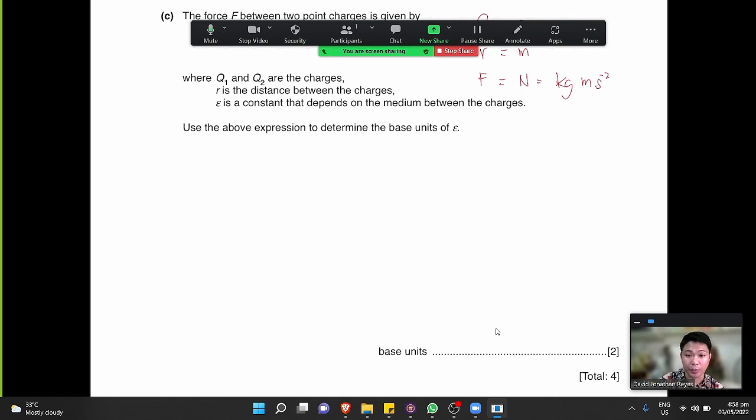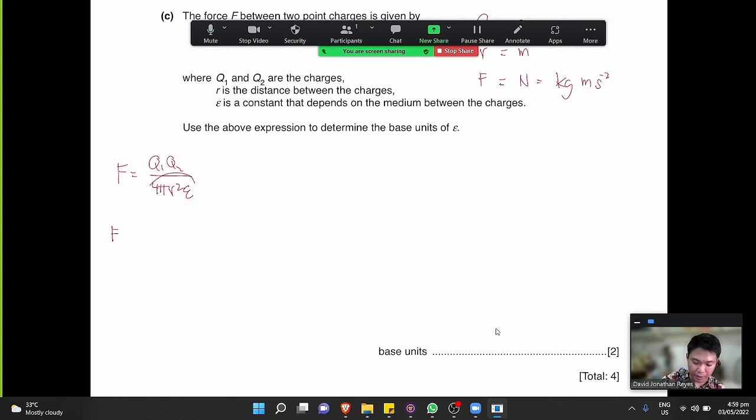Now that we have identified every single base unit of the quantities involved in the equation, we can now make the equation that would actually identify the base unit of our constant epsilon. So let's have the equation. F is equal to Q1 Q2 over 4 pi r squared epsilon. Then make epsilon the subject of your equation.